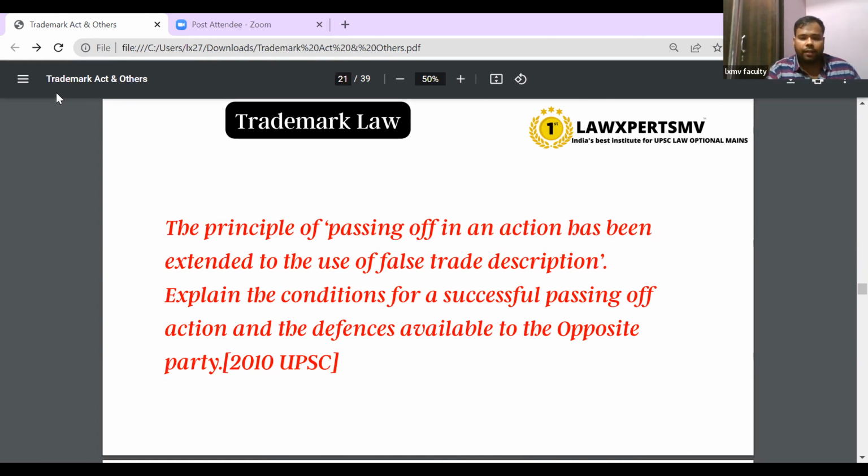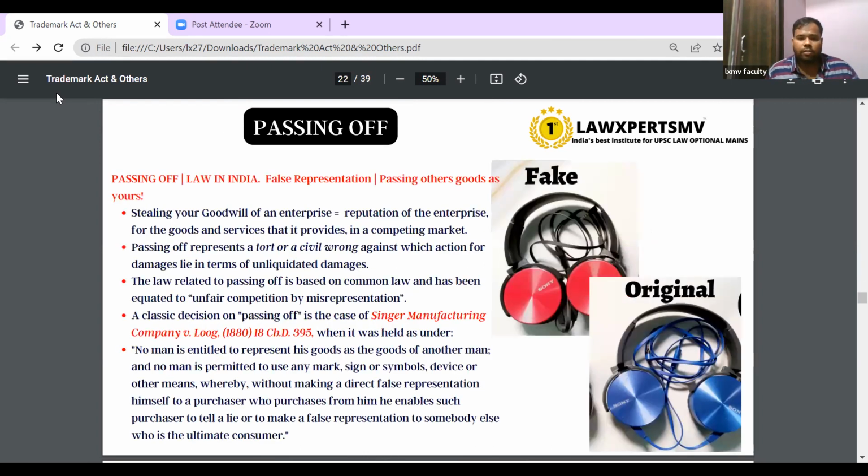So we'll understand the concept of passing off. Passing off is nothing but a false representation, or passing others' goods off as yours. When you do that, it is said to be passing off. So a person is manufacturing fake Sony headphones, and we have the real headphones also. So this person who is manufacturing the fake Sony headphones can be held liable under passing off also.